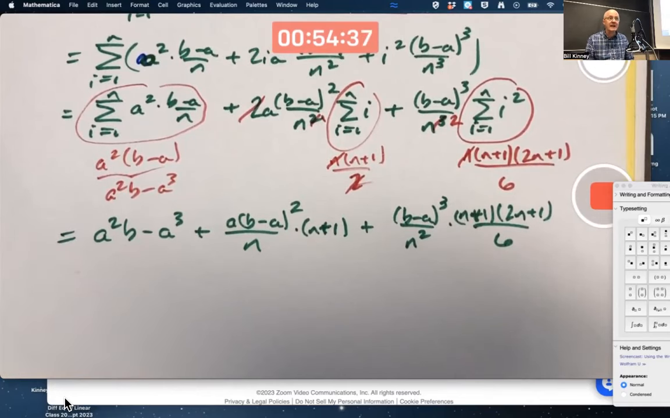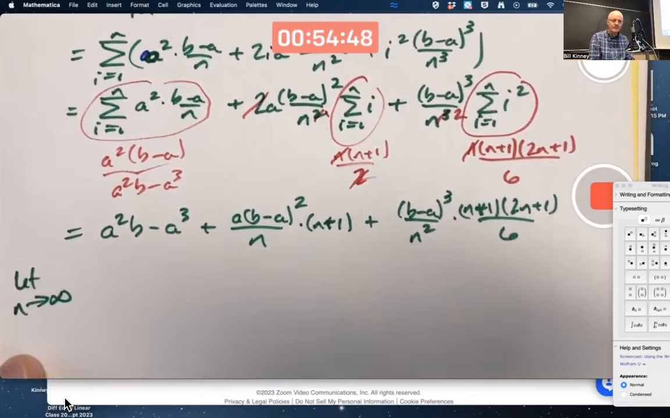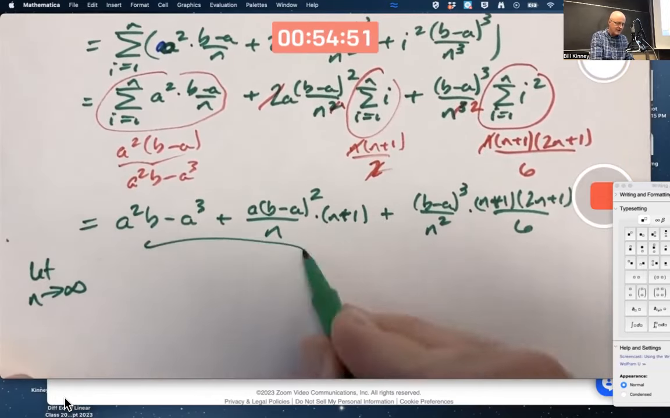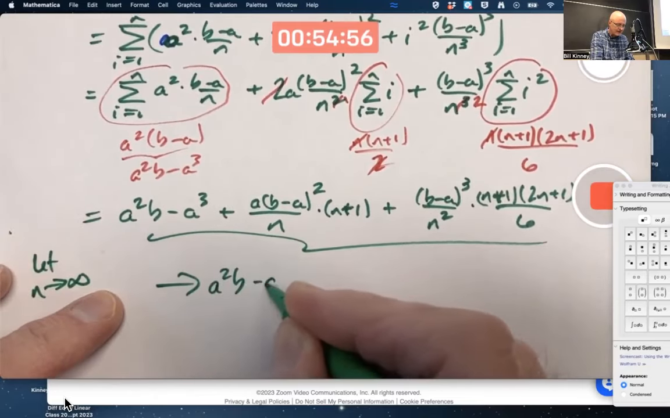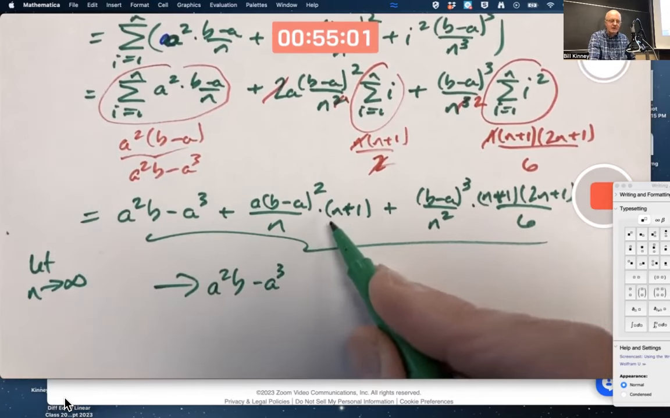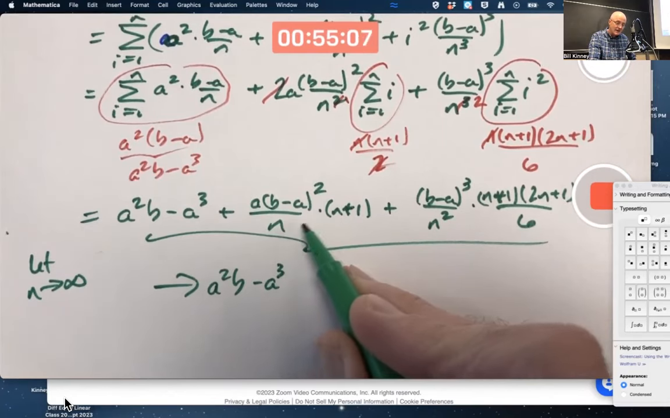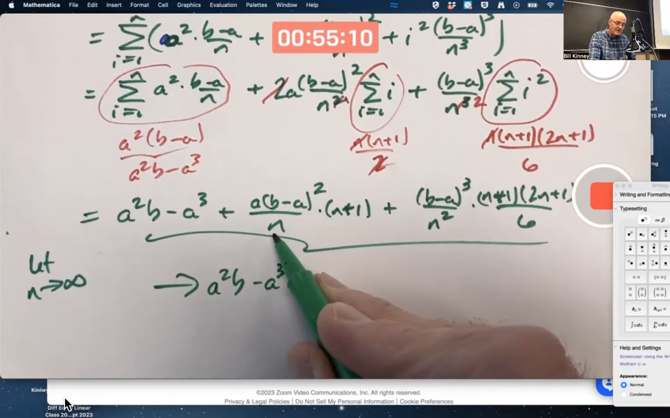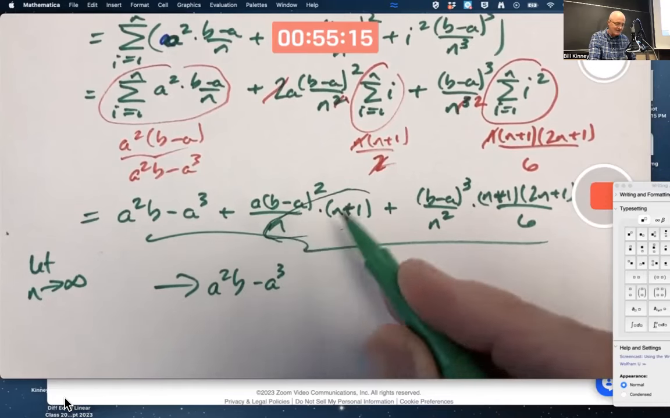Now let's let n go to infinity. The integral should equal the limit of this as n goes to infinity. All this goes to what then? Well, that's just a constant there. It's a squared b minus a cubed. What about this? Well, it's a rational function of n, really, where the numerator, the n plus 1, has the same degree as the denominator, n. Look at the coefficients, 1 there, 1 there. This part goes to 1 that I'm circling here. So I'm left with that.